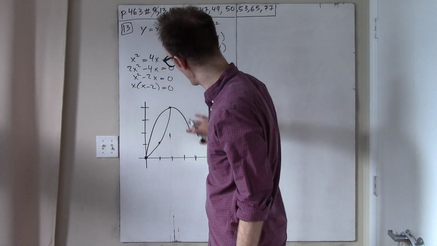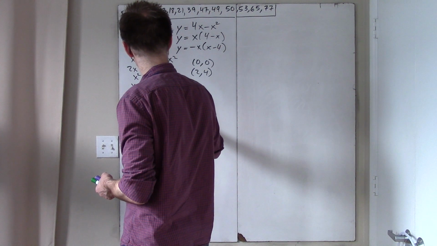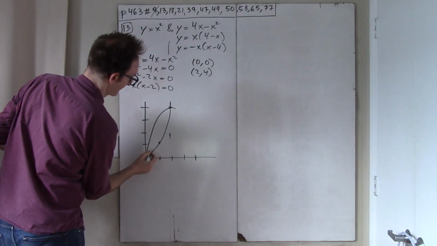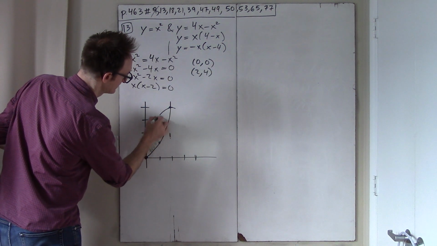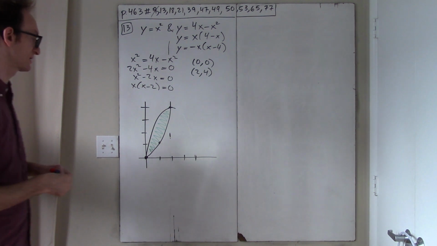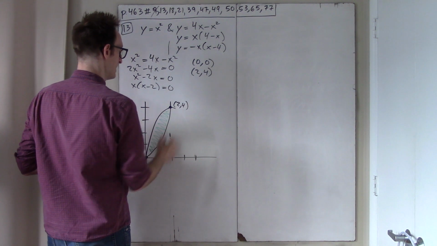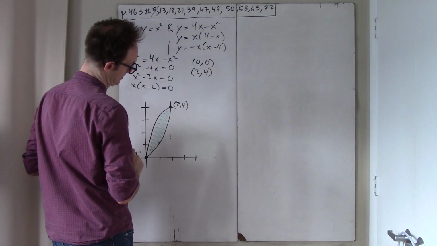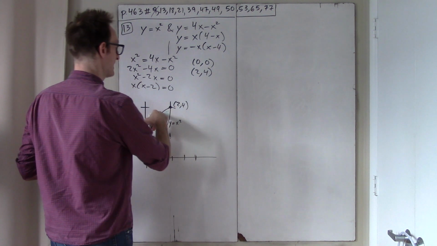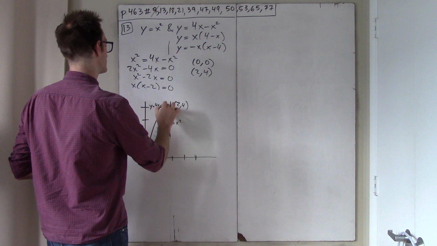I don't actually need any of this. What matters now to me is that I have this region. What is the region? It's this green shaded stuff right here. And to be careful and organized about this, this point is (2, 4). This curve is y equals x squared, and this curve up here is y equals 4x minus x squared.